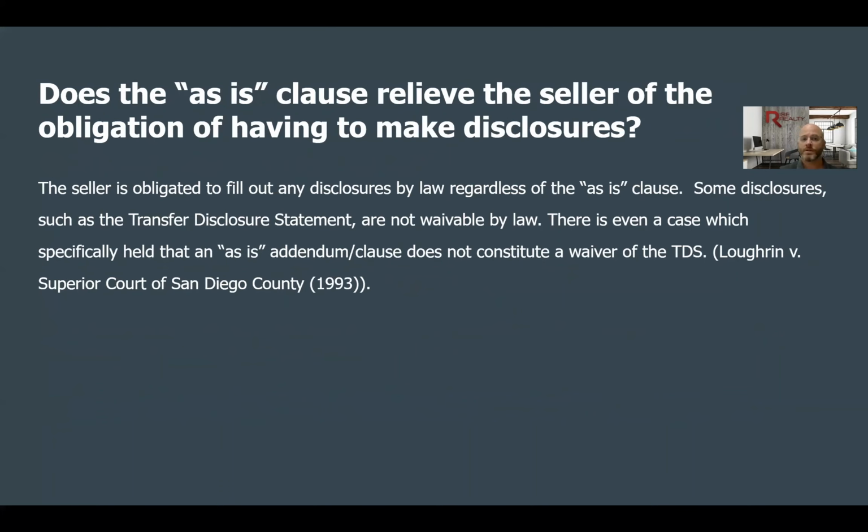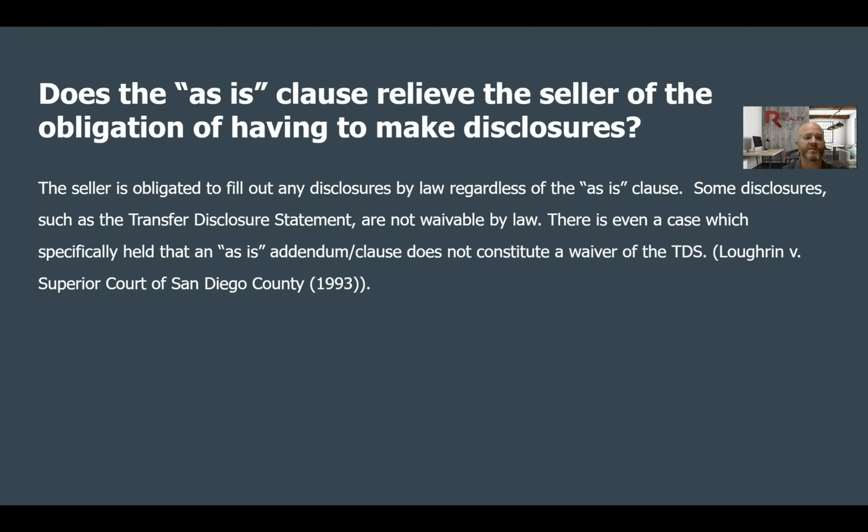So we're just going to talk about as is a little bit, because I do get a lot of questions that stem from the as is provision in the contract. So does the as is clause relieve the seller of obligation of having to make disclosures? The seller is always obligated to fill out any disclosures by law, regardless of as is. Even if you're writing in as is and you're not making repairs and all that other stuff, they're still required to make their disclosures. Some disclosures, such as a transfer disclosure statement, are not waivable by law.